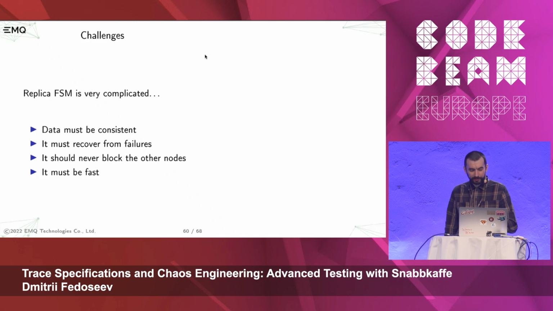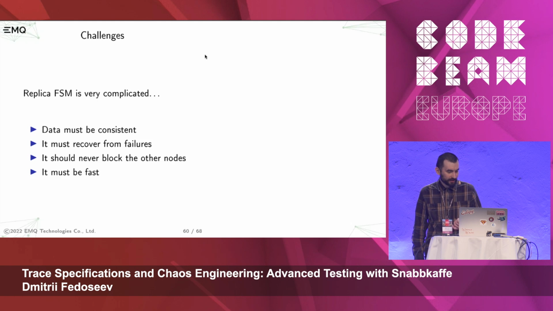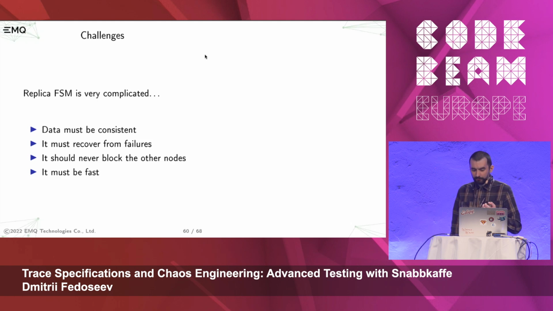This state machine is very complicated because it must ensure that the data is consistent. We don't want any bugs. It must recover from failures, and it should never block the other nodes. And it must be fast, since sometimes we deal with large bursts of write operations and transactions.